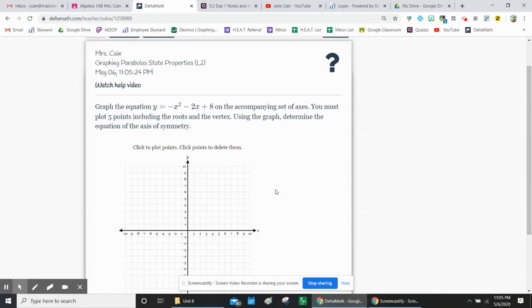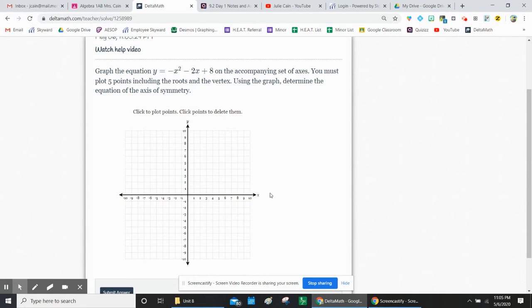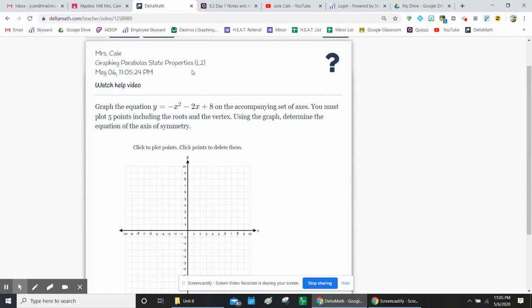All right, so we are just doing one more day of graphing and then we are all done. This is your last assignment, guys. So this is just stating the properties once you've got this equation graphed. So we can see here it says graph the equation on the accompanying set of axes. You must include 5 points, including the roots and vertex.